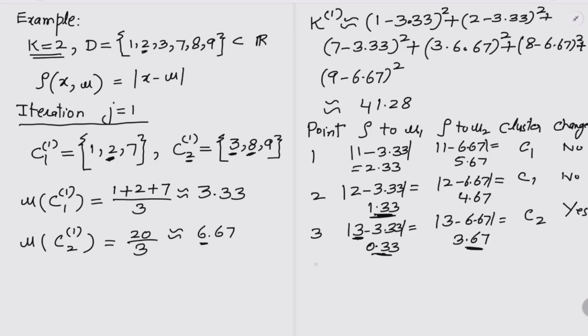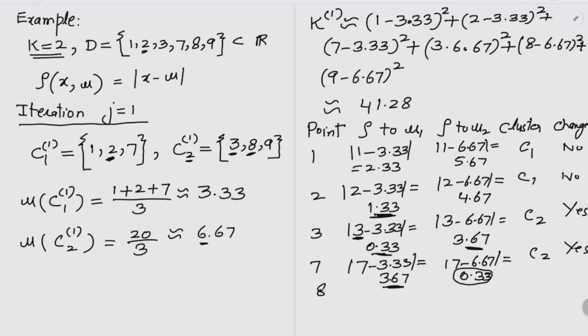And if we continue with that, 1, 2, 3, and then 7. 7 minus 3.33 is 3.67, and 7 minus 6.67 is equal to 0.33. So this should belong to cluster 2 since this value is less than the other value. So this 7 should belong to cluster number 2. So there should be rearrangement. So there is a change. Yes, there is a change.